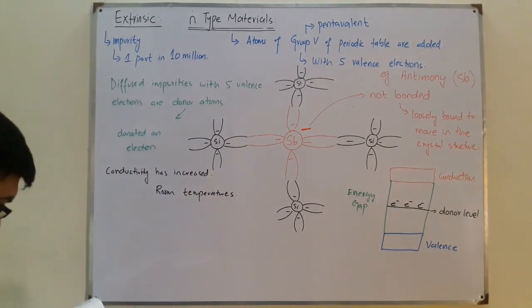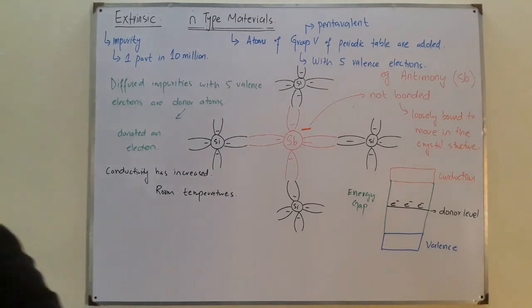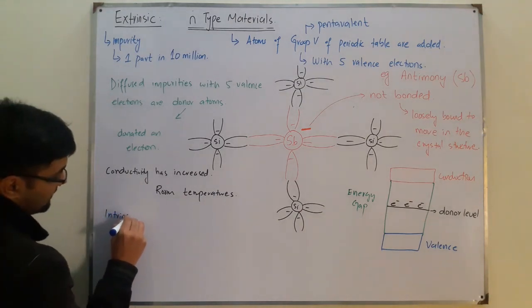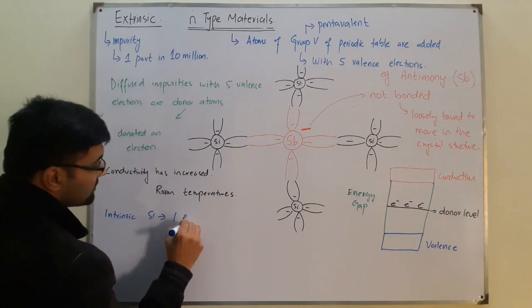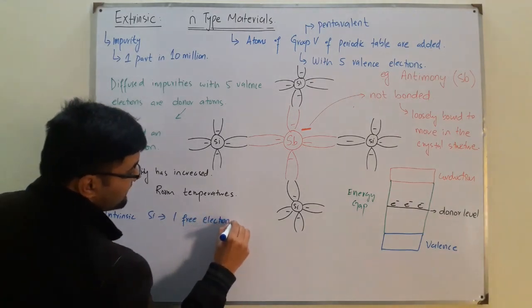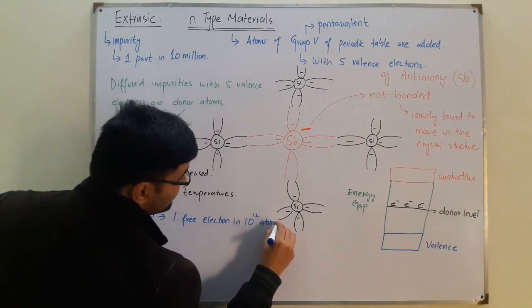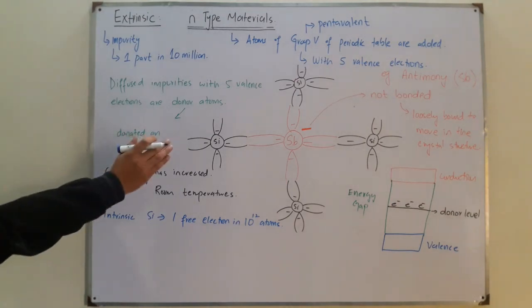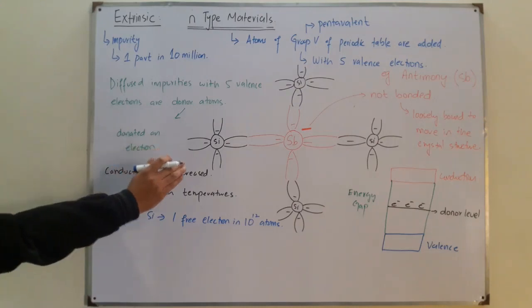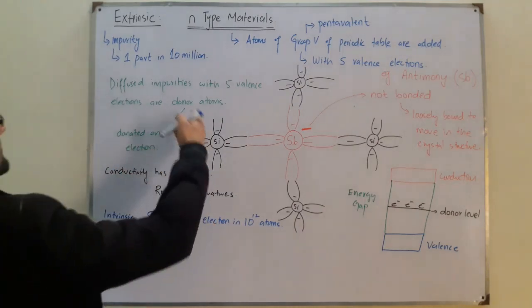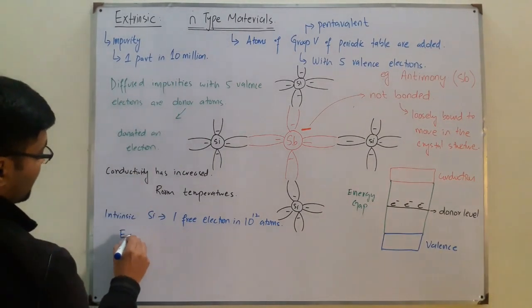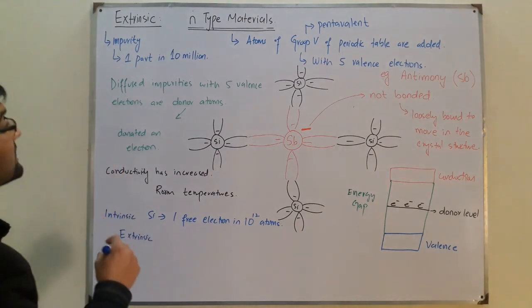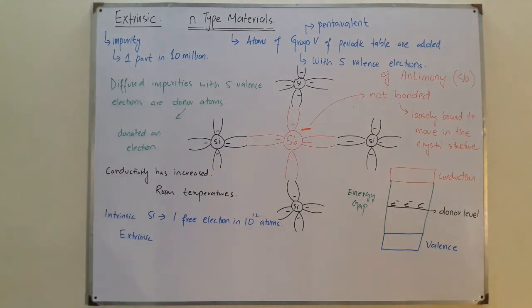So, now the next point is that at room temperature in an intrinsic silicon material, there is about one free electron in about 10 to the power 12 atoms. And over here, what do we have? If the dosage level is 1 part in 10 million, so in extrinsic, if you add this much of an impurity, what do you have? The ratio.